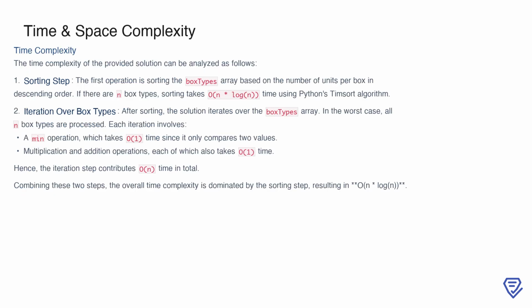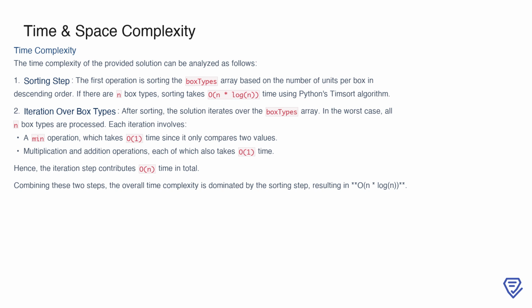To understand the time complexity of this solution, we start by analyzing the sorting step. Sorting the box types array, which contains n box types, is performed using Python's timsort algorithm. This is a comparison-based sorting method with a time complexity of O(n*log n). Once the array is sorted, we proceed to iterate over the box types.